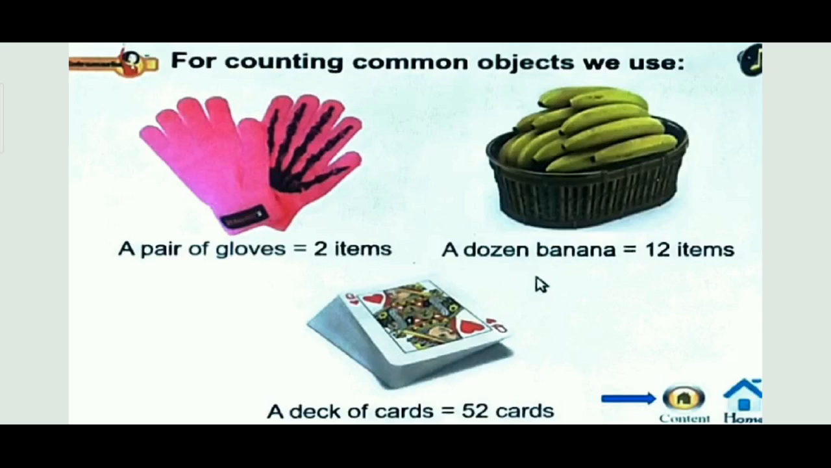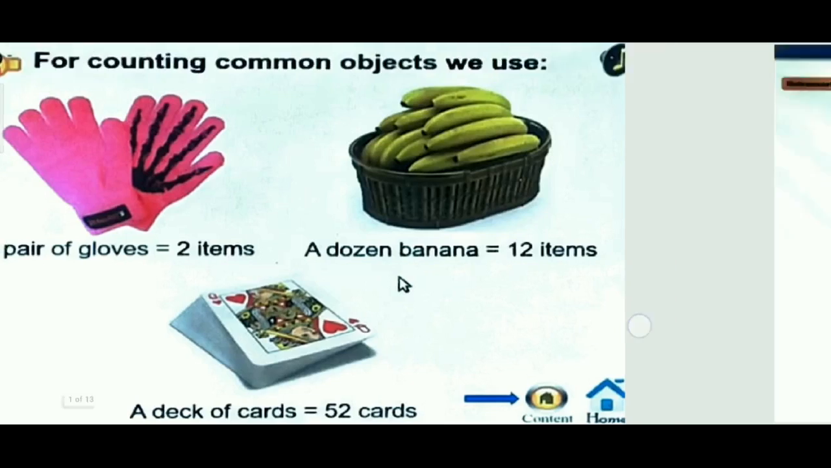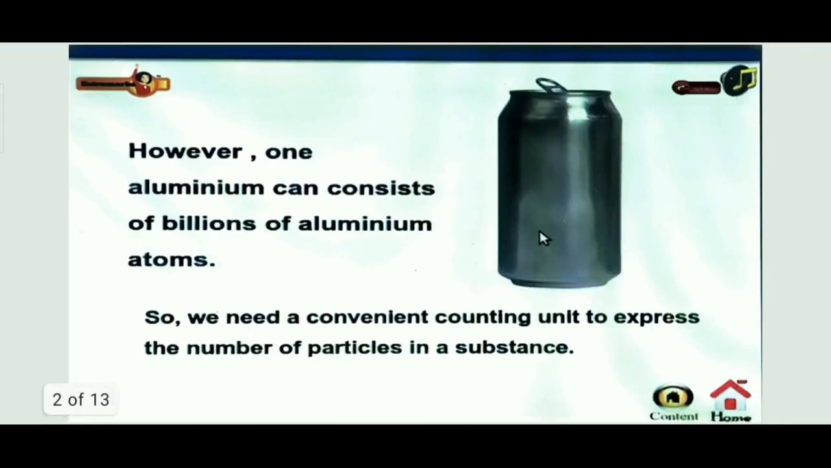It will be very difficult for us to count these atoms or molecules present in a substance because they are very small in size. Even in a small can of aluminium, there can be billions of aluminium atoms. Therefore, how can we count the number of atoms or molecules present in a substance? For this, we have to learn the mole concept.